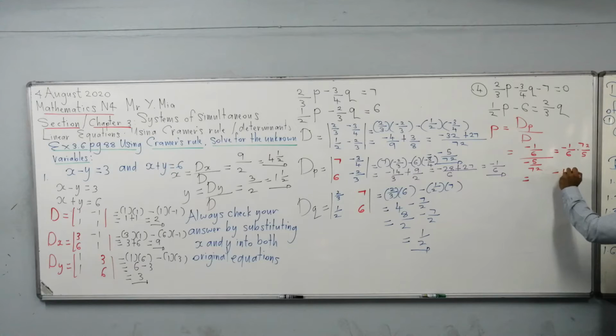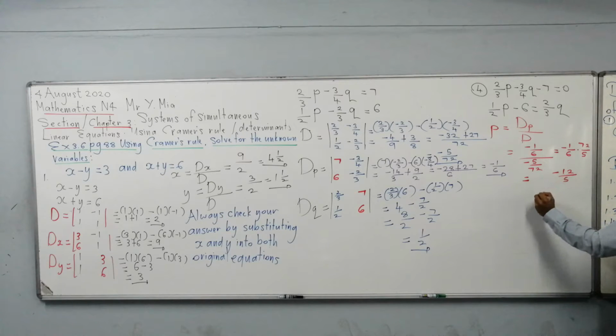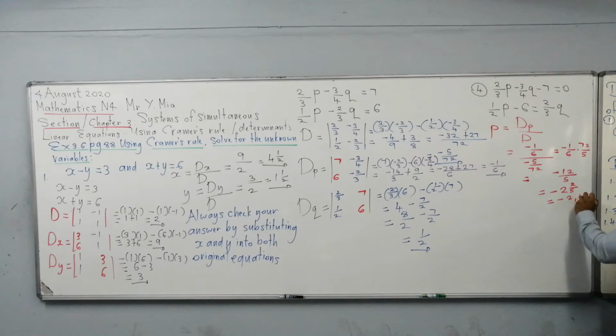So that's going to be minus 12 over 5, which 5 can, so that's minus 2 and 2 over 5, correct? Minus 2 comma 4. So P is minus 2 comma 4. You got that?